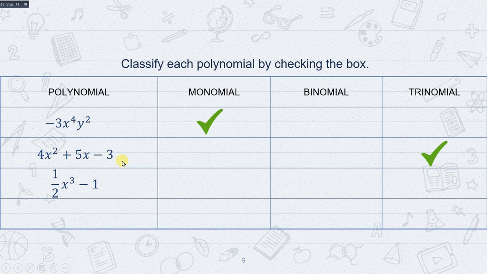Next example is 1 half x cubed minus 1. If we count all the terms, 1 half x cubed is our first term, while 1 is the second term. So this will be a binomial. Remember, if it is multiplication or division, it does not separate any terms. Next example is 2a cubed b squared c. That is actually a monomial.